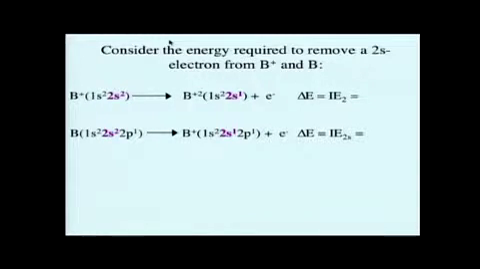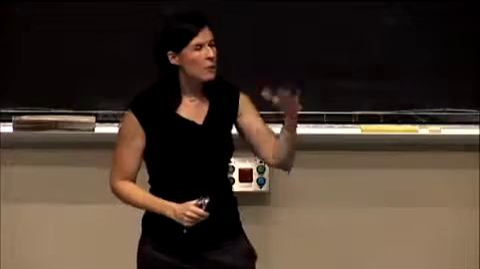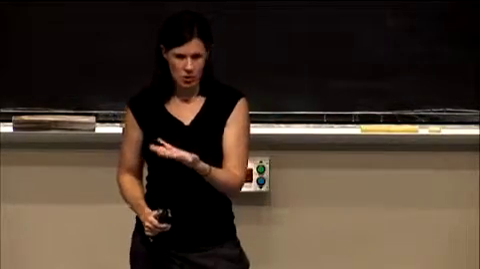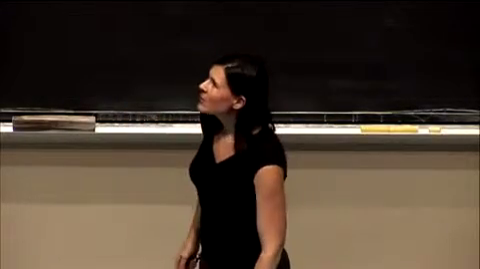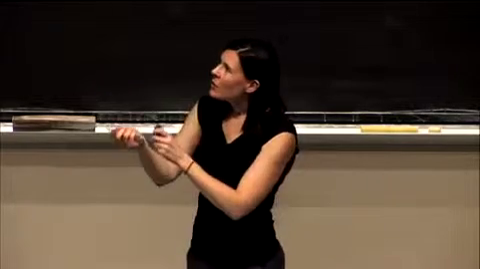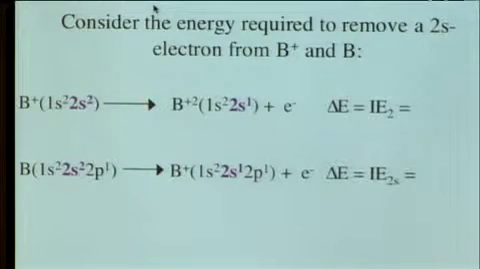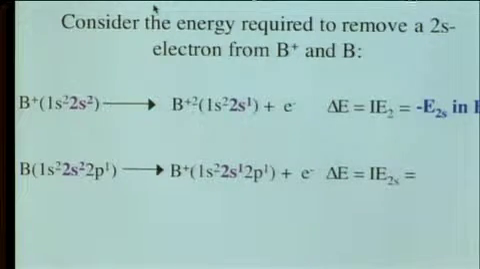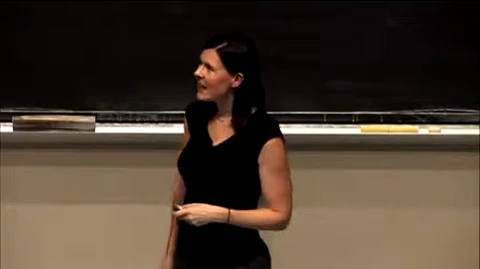About the energy required now to remove a 2s electron. Let's say we're removing it from boron +1 versus neutral boron. So in the case of boron +1, what we are starting with is the ion. So we're starting with the 2s electron, and then we're going to 2s1 here. And what we call the binding energy is -2s in B+. This is what we saw in the last slide.